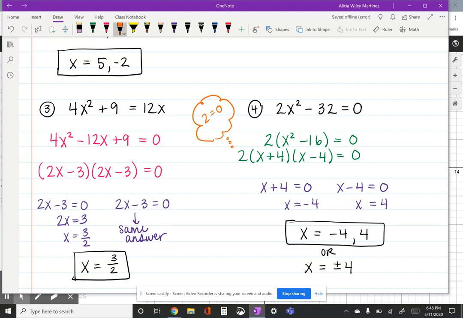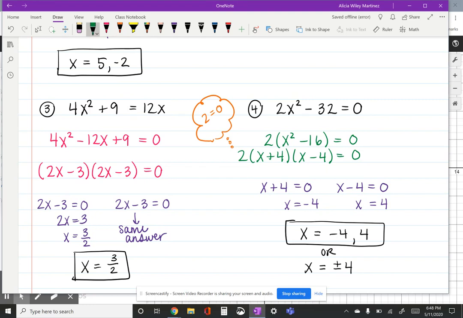So on number 3, I had to subtract 12x on both sides to get it in standard form set equal to 0. I factored the left-hand side, which happens to be a perfect square trinomial. Those will always factor into two identical binomials, making it easy to factor. Remember, a perfect square trinomial will have a first and last term being perfect squares. So I went ahead and factored it pretty easily because of that.